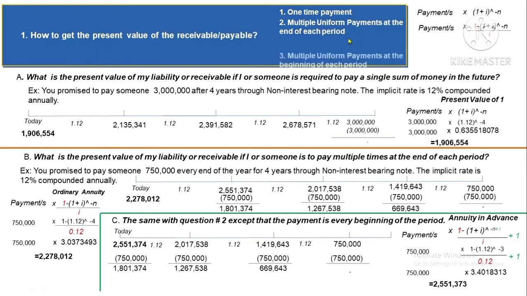But if it involves multiple uniform payments at the beginning of each period, then use payments times present value annuity due or annuity in advance, which is the same with this one. However, there are another two additional elements, the plus 1 in the negative n and the final plus 1. So that's it for question number 1. Question number 2 is coming right up.